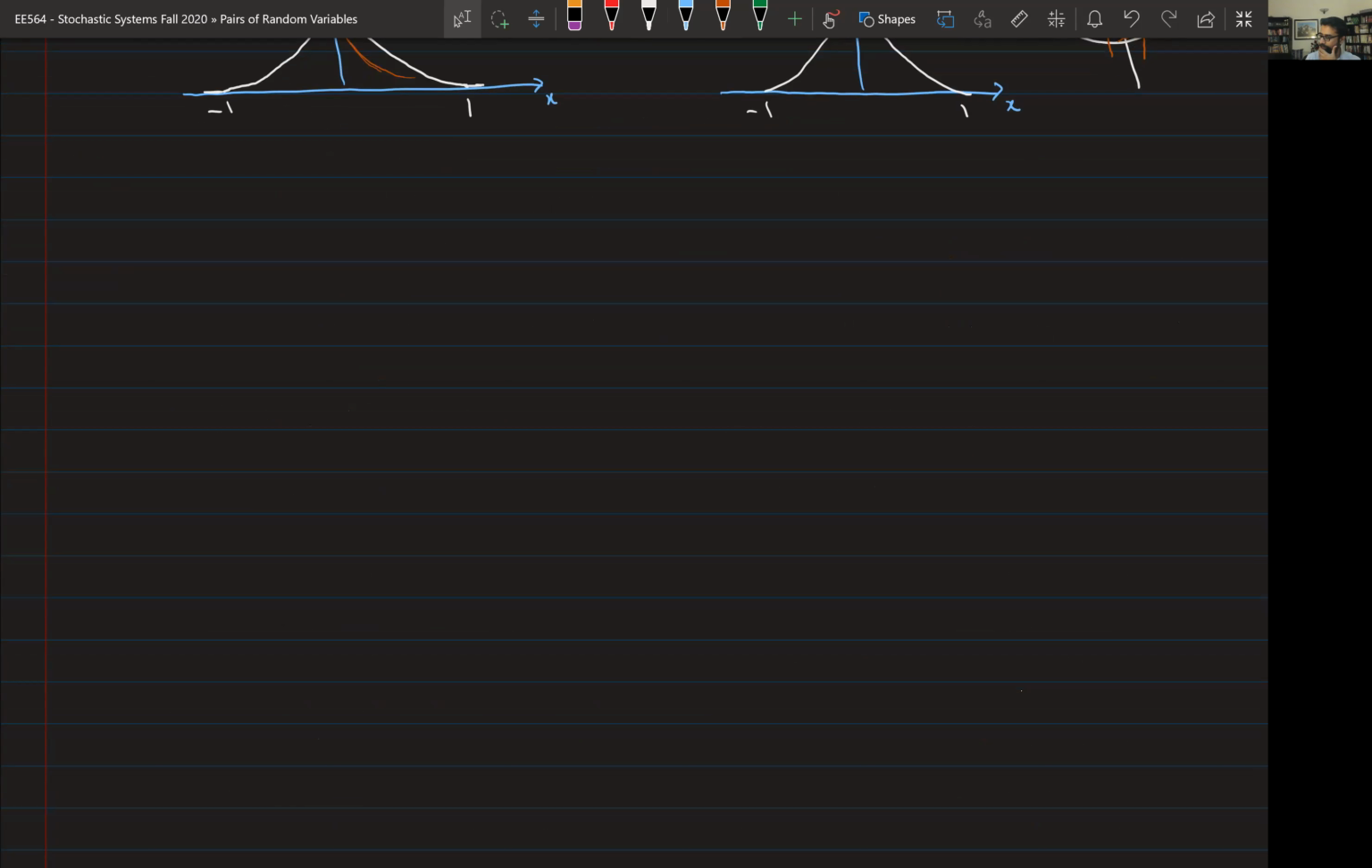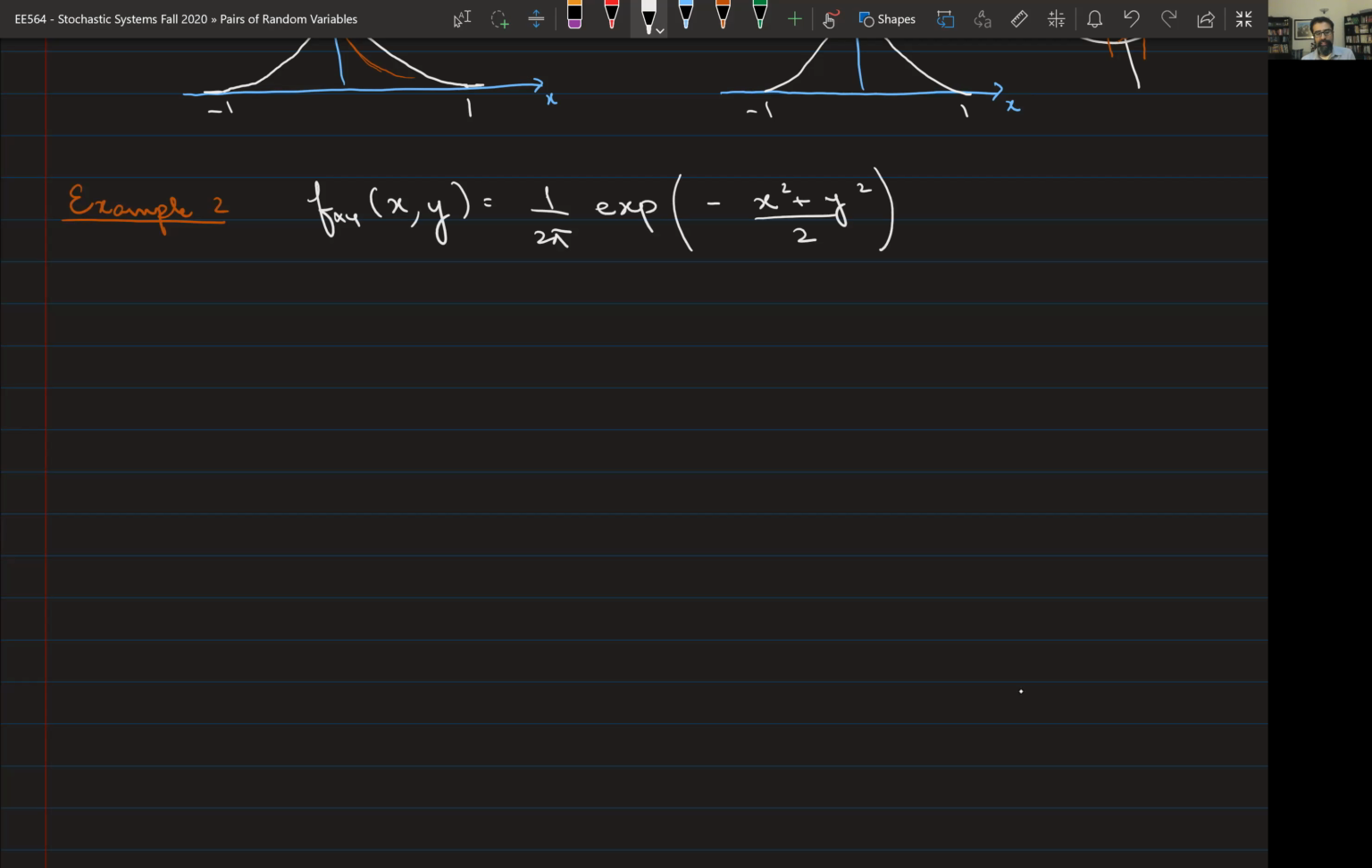so let me do another example. So the joint PDF that's given to you is 1 upon 2 pi e raised to power minus (x squared plus y squared) divided by 2. And as we'll see in our discussions, perhaps in the next class, this actually corresponds to a jointly Gaussian distribution, right? So, which is extremely important as well.